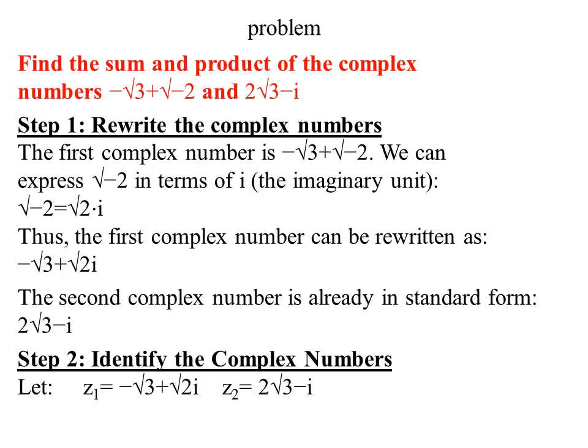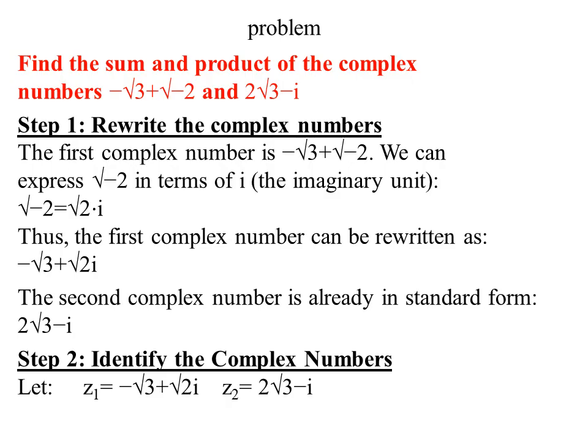Here we find another problem: find the sum and the product of the complex numbers −√3 + √−2 and 2√3 − i. In step 1 we rewrite the complex numbers. The first complex number is −√3 + √−2.